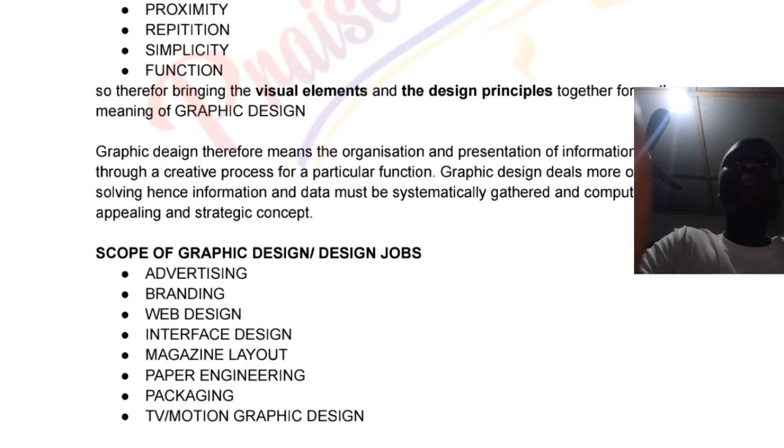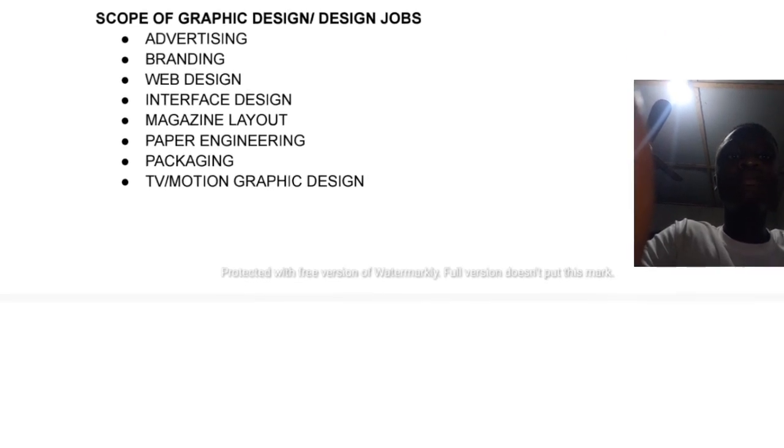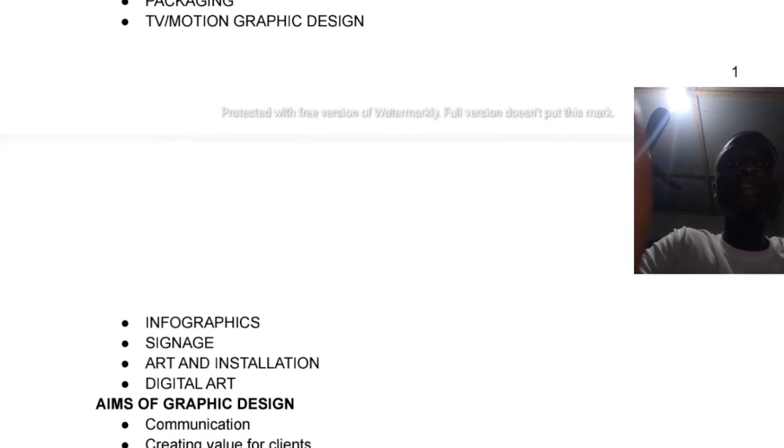When we talk about the scope of graphic design, it simply refers to the areas to which graphic design is related. We have graphic design in advertising, in branding, in web design, interface design, magazine layouts, paper engineering, packaging, TV and motion graphic design, infographics, signage, art and installation, then digital art.